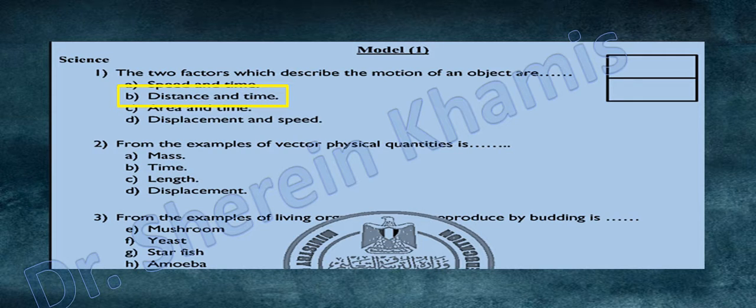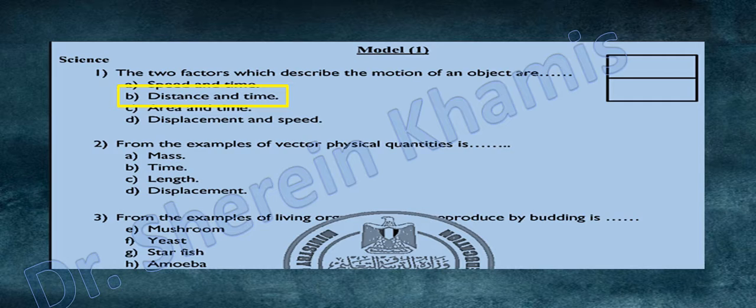Let's go into question number 2. From the examples of vector physical quantities is. We have two kinds of physical quantities. The first one is scalar and the other one is vector. Scalar means we need only a number and a measuring unit after it, so we need only a magnitude to describe it. But we have another kind of physical quantity, the vector, where we need magnitude and also direction, or the way to move, to describe it. So we have here four physical quantities.